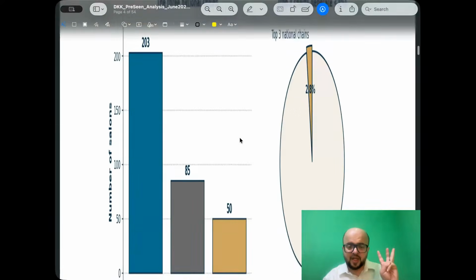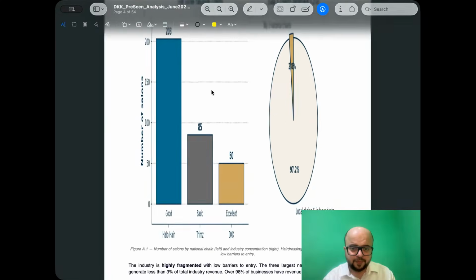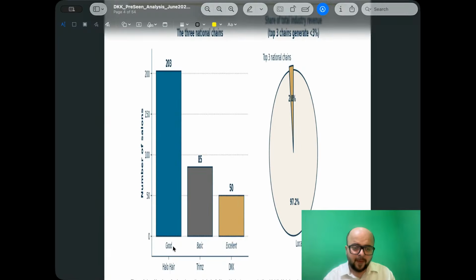Now, there are three national chains like we saw. There's Halo Hair, which basically is in the good level service, 203 overall stores. Then you have Trims in the basic category, 85 stores. And then you have DKK in the excellent category, 50 stores. The top three chains have roughly 3% of the total. They have just 3% of the total revenue generation, and remaining everything else is through local chain and independent stores.